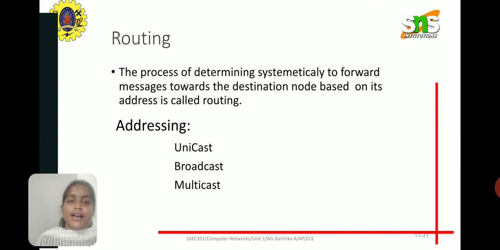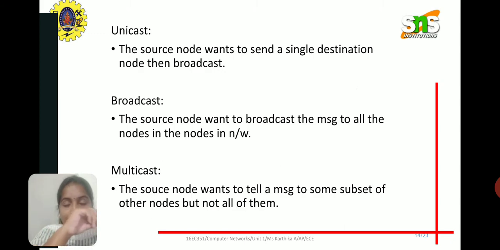In addressing we have three types. The first one is unicast, the second one is broadcast, and the third one is multicast. What is unicast? The source node wants to send to a single destination node, that is called unicast. In broadcast, the source node wants to send the message to all the nodes in the network. And multicast: the source node wants to send a message to some set of other nodes but not all of them. That is called multicast.